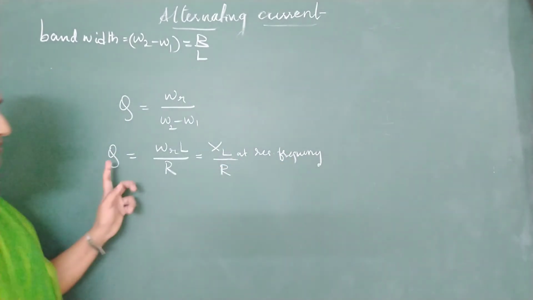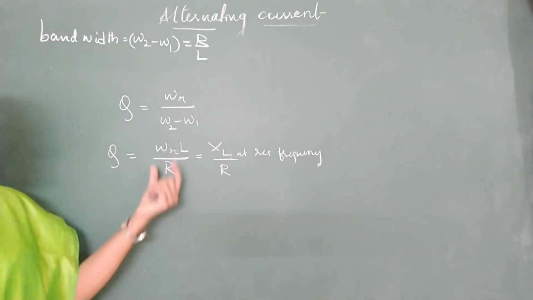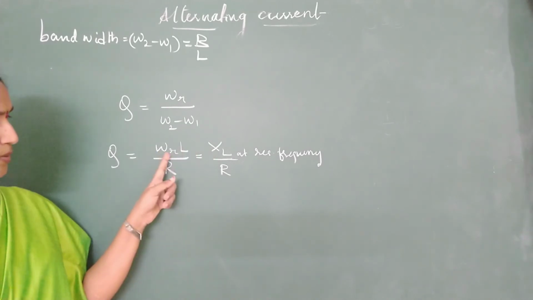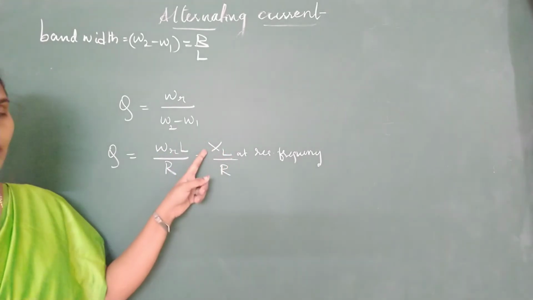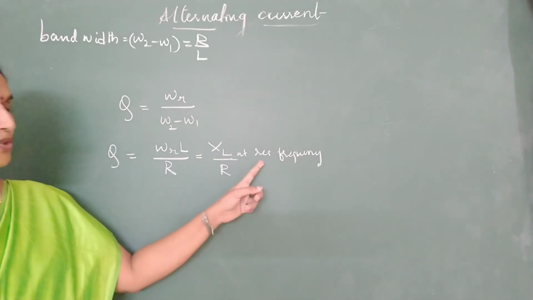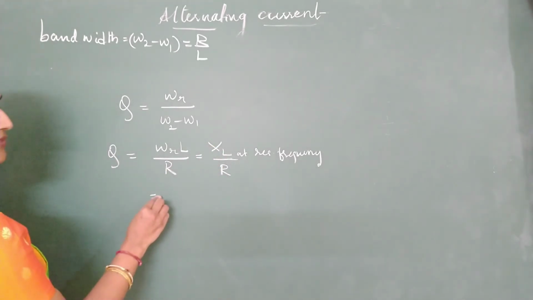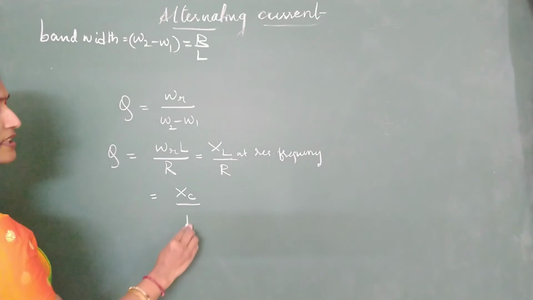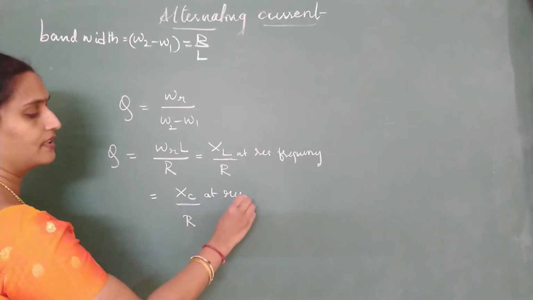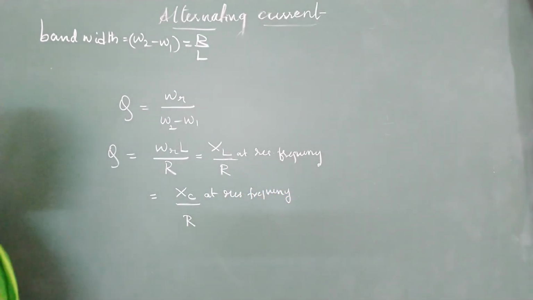Okay, how to get the quality factor? Either you write it as omega R by bandwidth. Bandwidth is replaced as R by L. L goes to numerator. Product of omega R into L is nothing but inductive reactance, but at which frequency? It is at resonating frequency. And we know at resonating frequency, XL and XC become equal. So you can also write this quality factor as XC divided by capital R. XC at resonating frequency. Okay, this is one more relation.